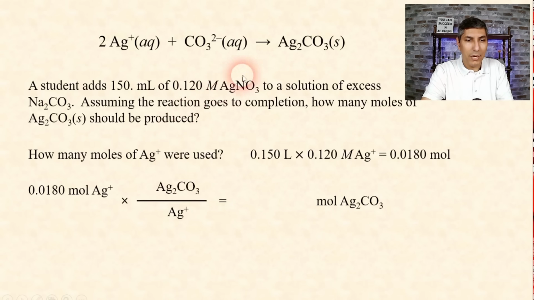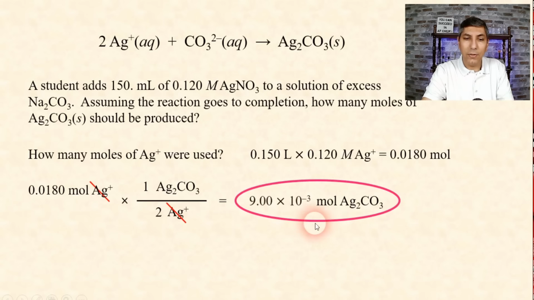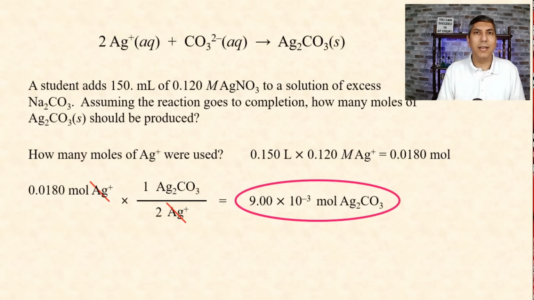And this time, it looks like it's a 1-to-2 ratio, because those are my coefficients from the balanced equation. So I can cancel silver, and this time I take 0.0180 divided by 2, and I find that the answer is about 9.00 times 10 to the negative 3rd moles of silver carbonate. So a couple of very straightforward stoichiometry problems. That last one there is a good example of solution stoichiometry.